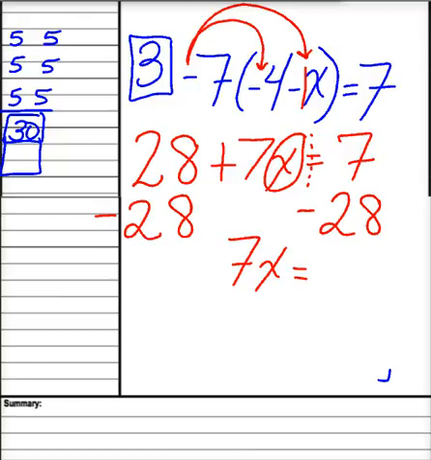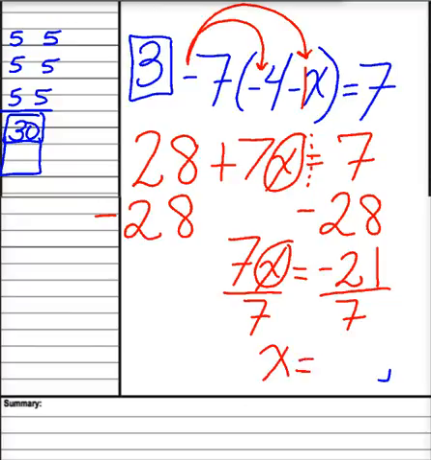7 take away 28. You kind of think of temperature. It's 7 degrees. Goes down 28. It's going to be negative 21. And again, the opposite of multiplying by 7 is to divide by 7. So I'll strip off another layer by doing that. And I end up getting x is equal to, because these 7s cancel, x is equal to a nice negative 3.